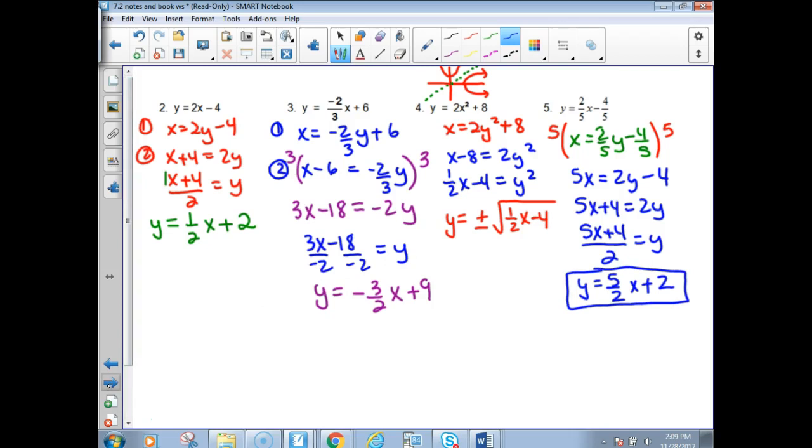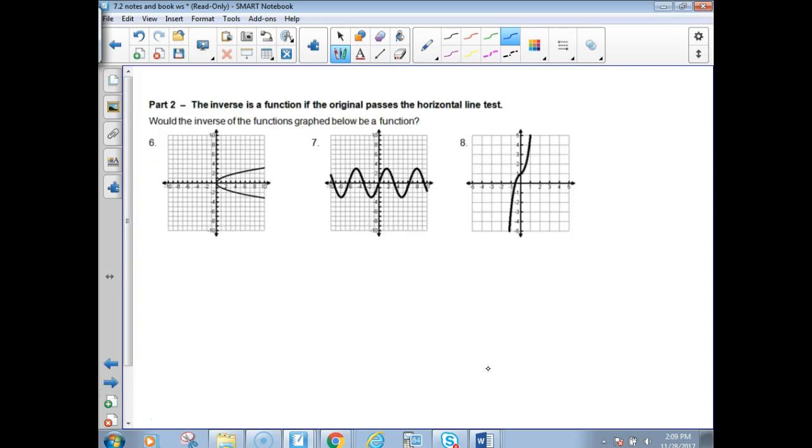Okay, I believe you have to flip pages onto worksheet 10B. And we're at part 2 of inverse functions. Now this says the inverse is a function if the original graph passes the horizontal line test. Would the inverse of the function's graph be a function? Does this one pass the horizontal line test? Are you hitting it in more than one place if you draw a horizontal line? No, so this one does pass. That means its inverse would be a function. It passes the test, the H test.